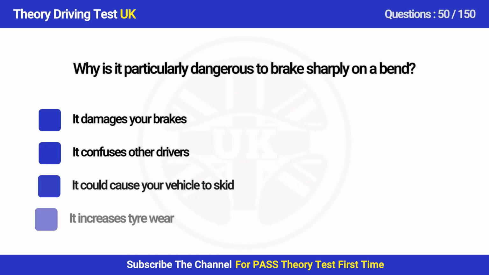Question 50. Why is it particularly dangerous to brake sharply on a bend? A. It damages your brakes. B. It confuses other drivers. C. It could cause your vehicle to skid. D. It increases tire wear.